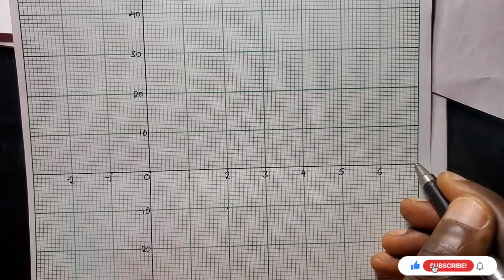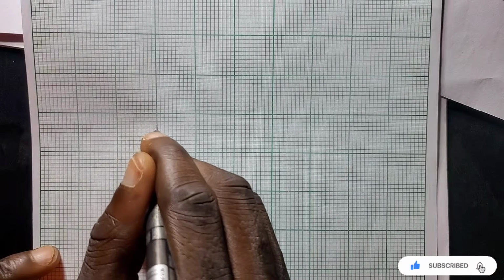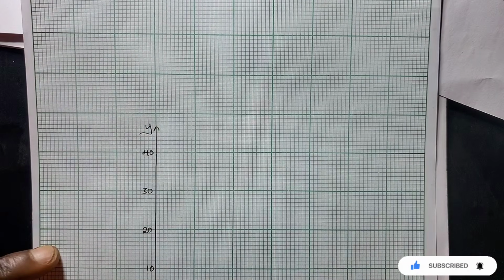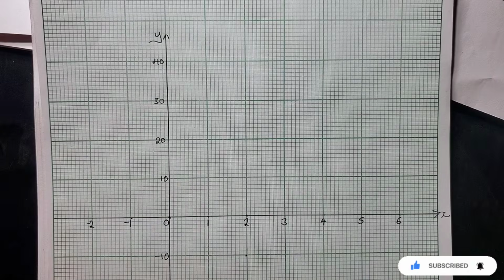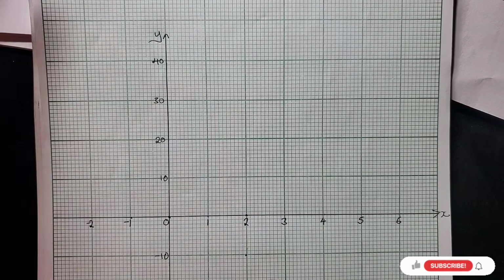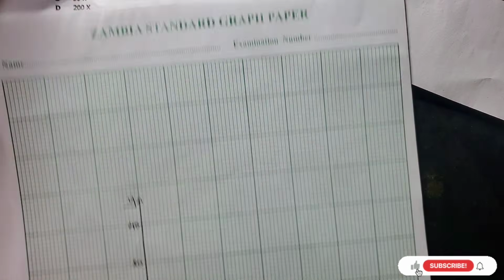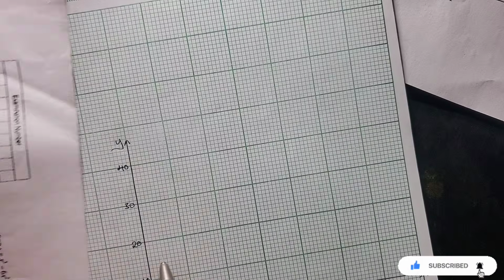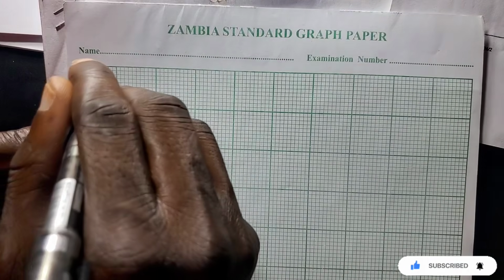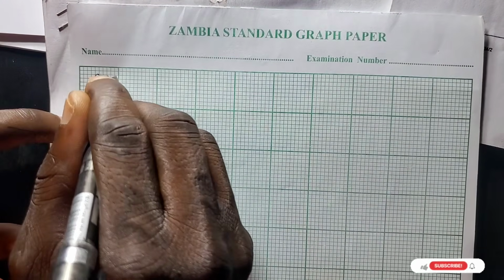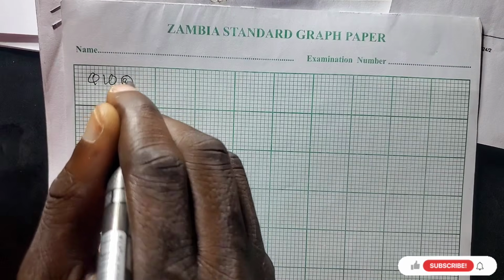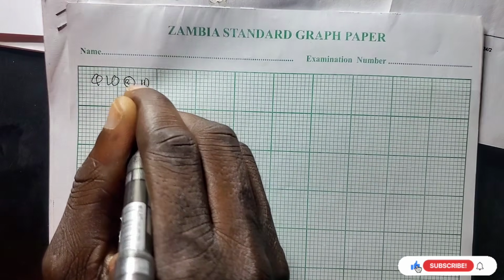You indicate this is the x-axis, and this is the y-axis. Okay, don't forget to write the question numbers. This is question number 10, so this is question 10a part 2.